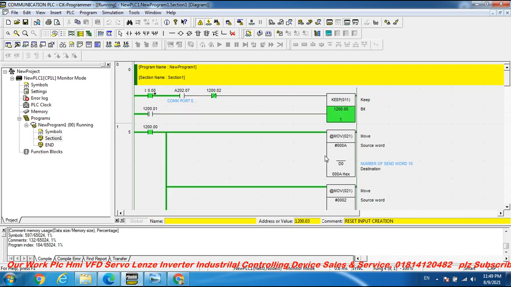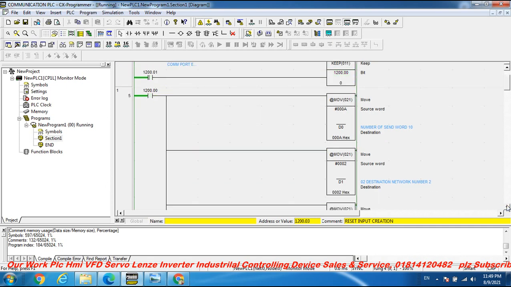Firstly, the move function. Move #000A, the number of send words 10. We know A is 10, B is 11, C is 12. The number of send words is 10, and the destination is D0.